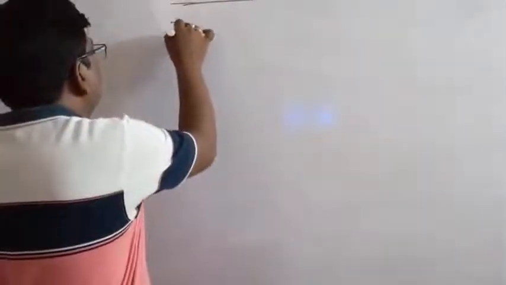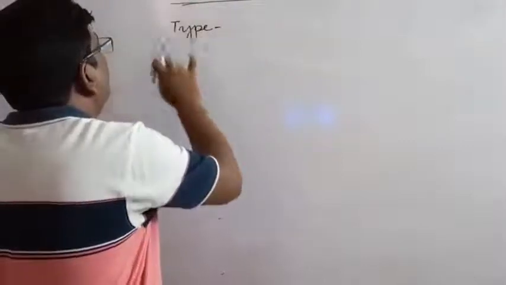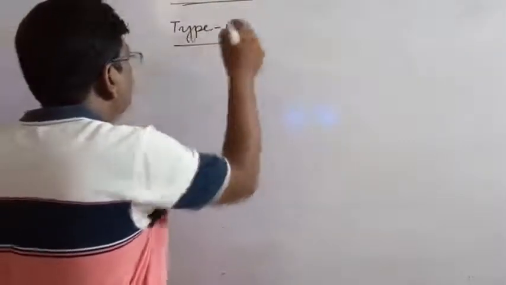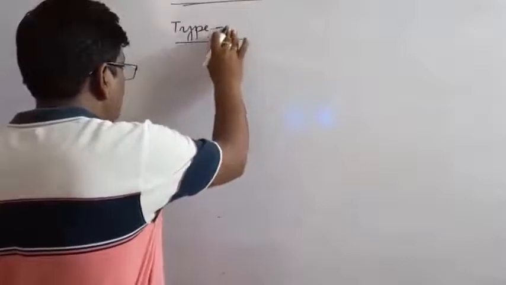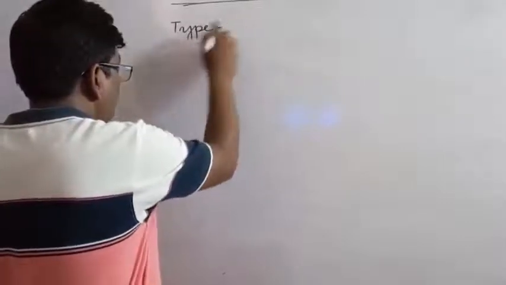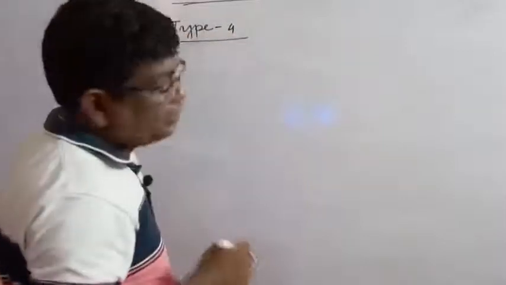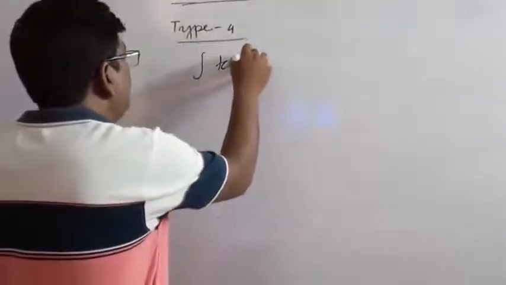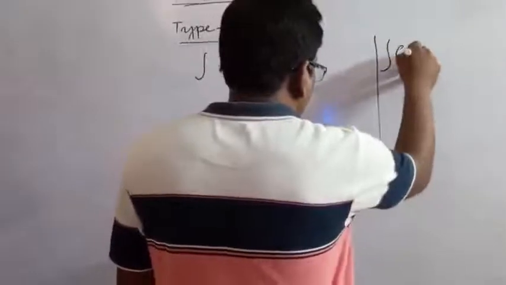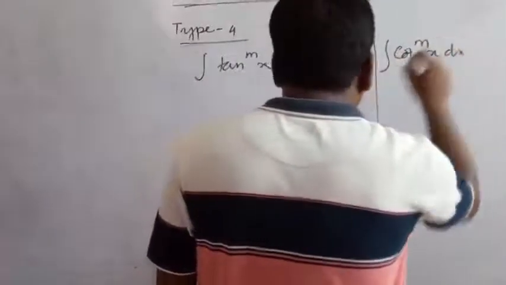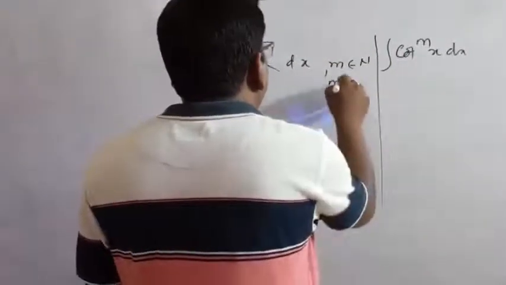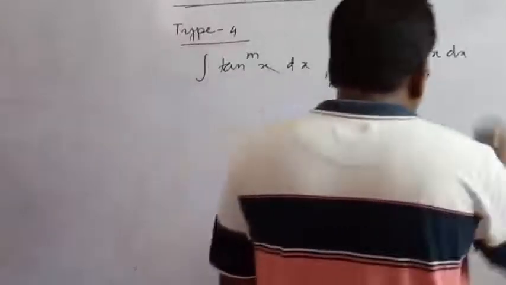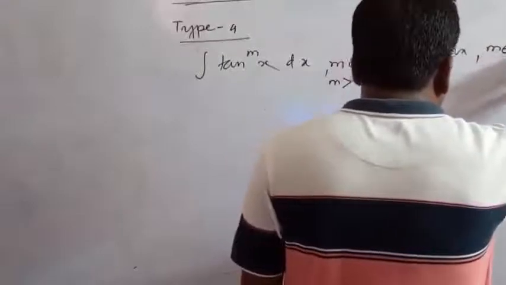Dear students, let's see today's concept. Types 1, 2, 3 are complete, and this is type 4: integration of tan to the power m of x dx, and integration of cot to the power m of x dx, where m belongs to N and m is greater than 2.